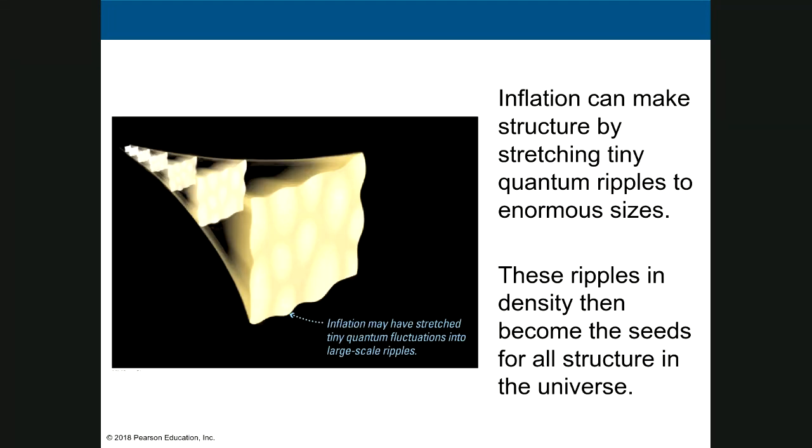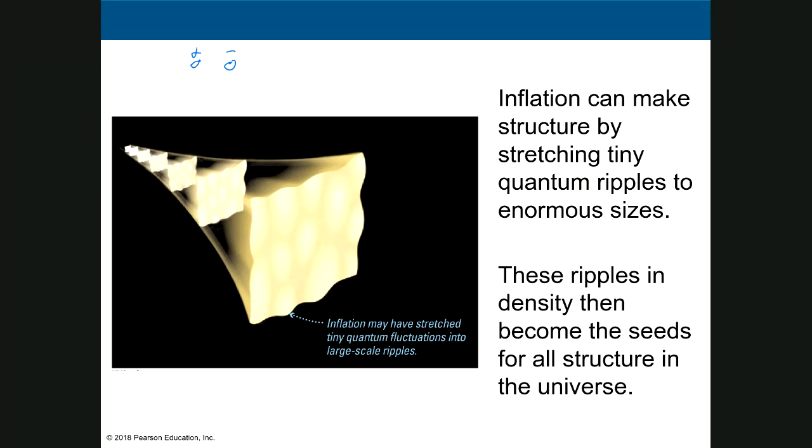Now, inflation can make structure by stretching tiny quantum ripples in size to enormous sizes. These ripples then become the seeds for all structure in the universe. So remember what I told you about stuff popping into and out of existence? That's what's meant by a quantum ripple or quantum fluctuation. So basically, if you have enough mass when you form, that will trigger expansion, and then you can't recollapse. So think of it this way. Basically, when matter pops out from nothing, the vacuum creates a particle-antiparticle pair, and then in a very, very short amount of time, sub-attosecond timeline, they pop into existence and out of existence, all right?